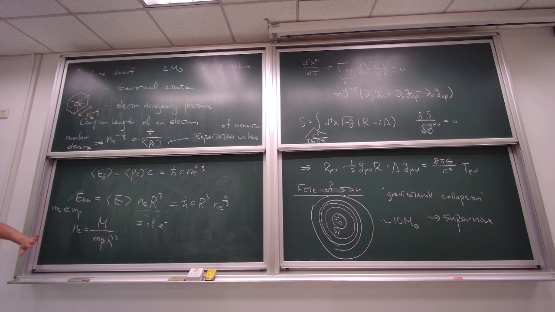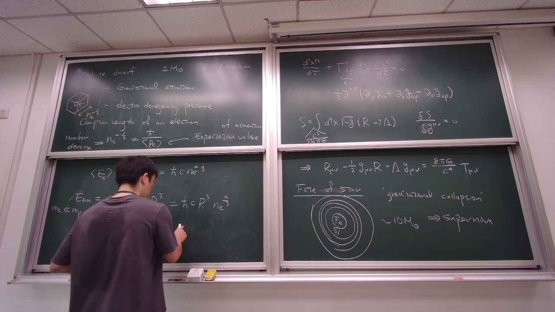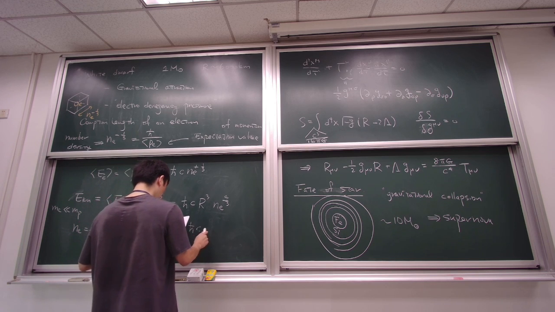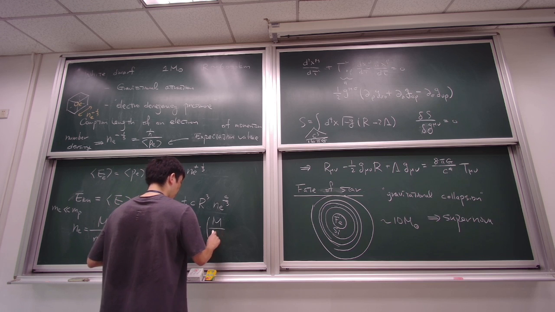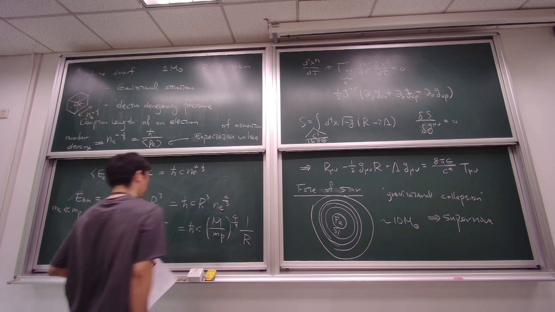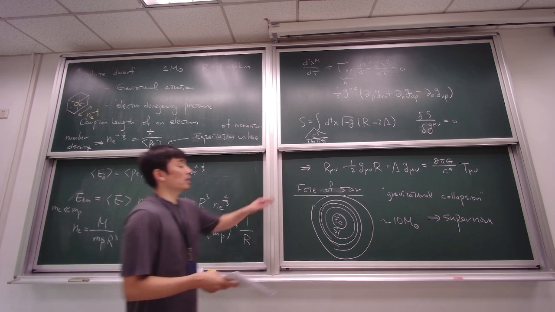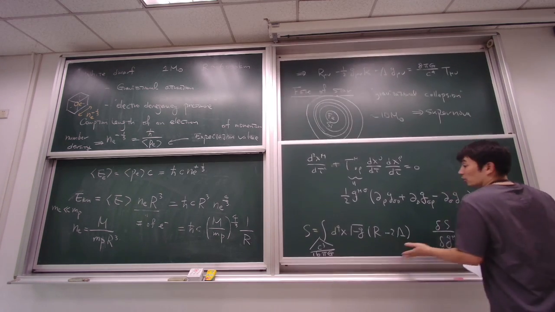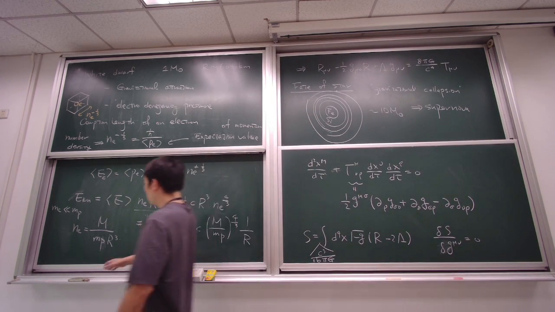So the number density, if you pair a neutron and electron, or here a proton and electron, and they become neutral, then the electron density can be estimated this way. And then plug that into here, what you get is as follows: h bar c times (M over M proton) to the 1/3 times 1/R. So this is the kinetic energy due to the electron degeneracy pressure.